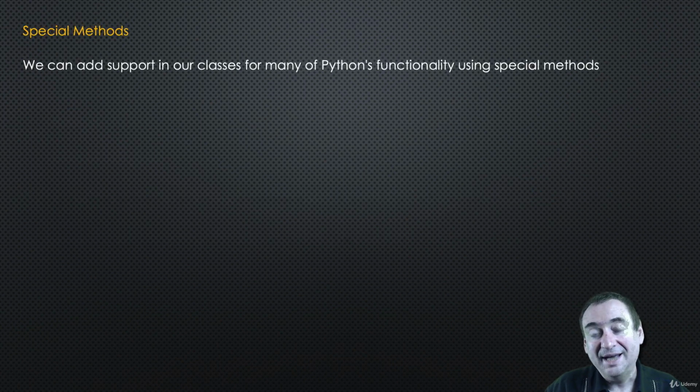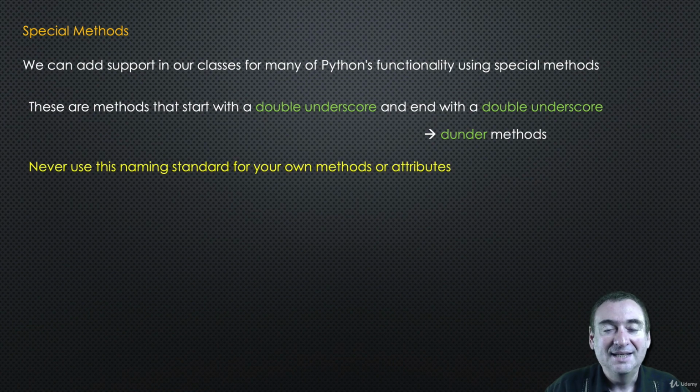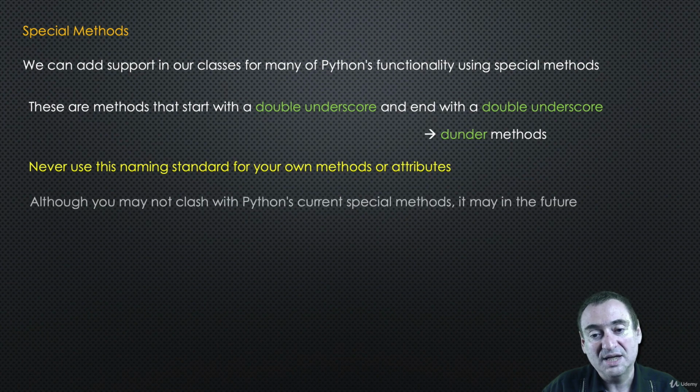So special methods. We can add support in our classes for many of Python's functionality using these special methods. They start and end with a double underscore, so very often people call them dunder methods, for double underscore methods. Now, one thing I want to caution you about: never use this naming standard for your own methods or attributes. I often see people using that in their code, and that's not a good idea because Python lets you do this, but those dunder methods are reserved for Python itself because that's how it implements a lot of its functionality. So right now, you may pick a dunder symbol that doesn't clash with what Python has, but there's no guarantee it won't in the future, and then your code will break. So it's a bad idea.